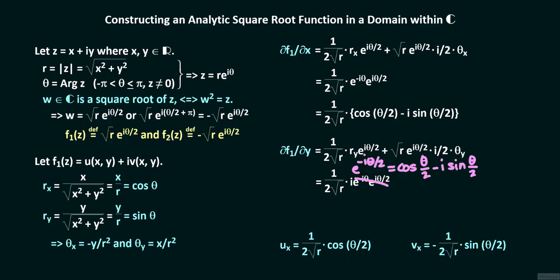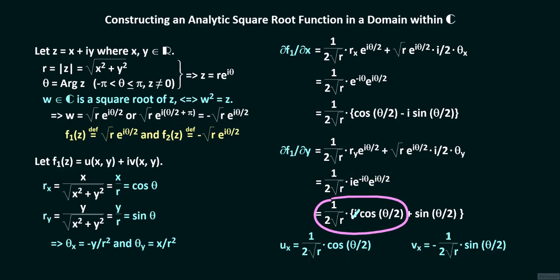And multiplying this by I, the derivative of f sub 1 with respect to y equals 1 over 2 times the square root of r times the quantity I times cosine of theta over 2 plus sine of theta over 2. The imaginary part of this quantity must be v sub y, so that u sub x equals v sub y. And the rest must be u sub y, so that v sub x equals minus u sub y, and therefore f sub 1 satisfies the Cauchy-Riemann equations.